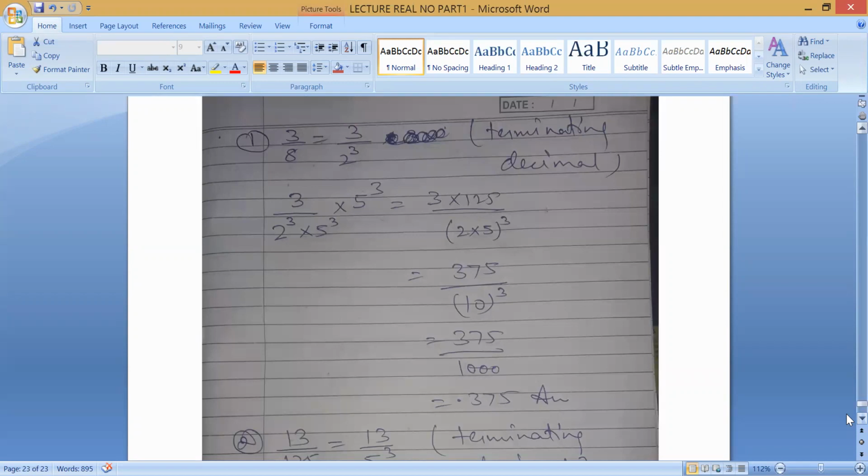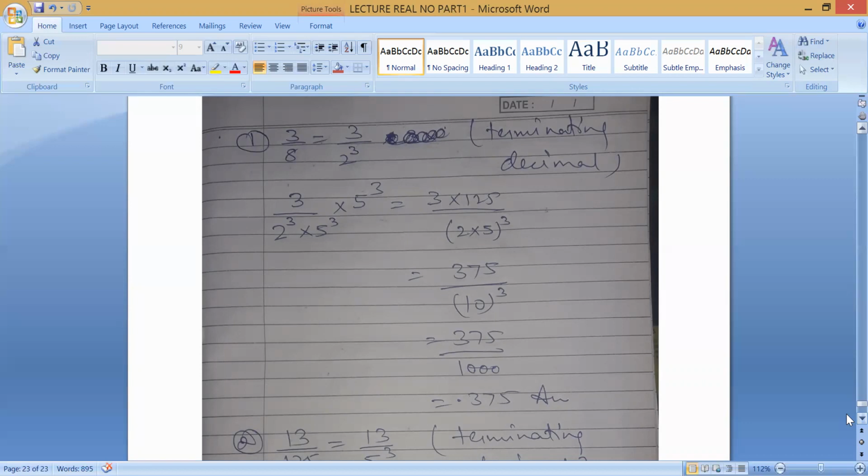I have explained the example here. 3 upon 2 to the power 3. So what do I need? That is 5 to the power 3. So I have multiplied by 5 to the power 3, the numerator and denominator. And 5 to the power 3 is what? 125. 3 into 125, you will get 375, and 2 into 5 to the power 3. And 2 into 5 is what? 10, 10 to the power 3, that is 1000. And 375 divided by 1000, you will get 0.375.